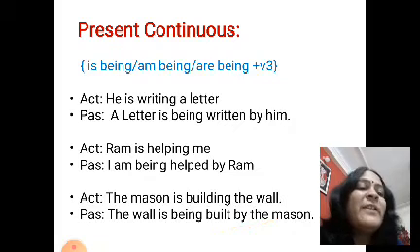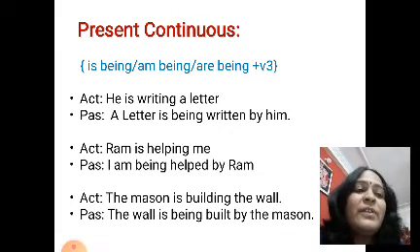Then we are coming to present continuous. What is the formula for that? Subject plus is being/am being/are being plus V3. So naturally if it is continuous, then we have to use being, and is, am, are are also there. He is writing a letter. Then again a letter, the object, will change into the subject in passive voice. A letter is written over here. Being also you have to write according to the formula, and the third form of write is written. A letter is being written by him.